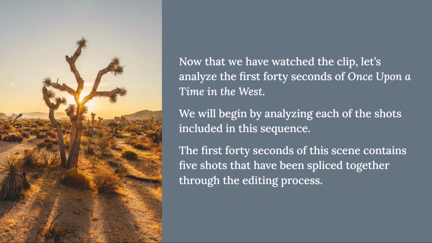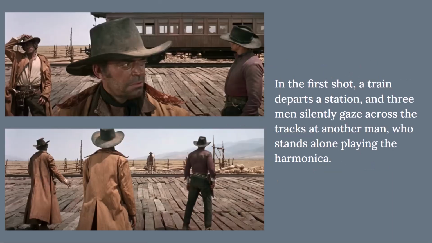Now that we've watched the clip, let's analyze the first 40 seconds of Once Upon a Time in the West. We'll begin by analyzing each of the shots included in this sequence. The first 40 seconds of this scene contains 5 shots that have been spliced together through the editing process. In the first shot, a train departs a station, and 3 men silently gaze across the tracks at another man standing alone and playing the harmonica.